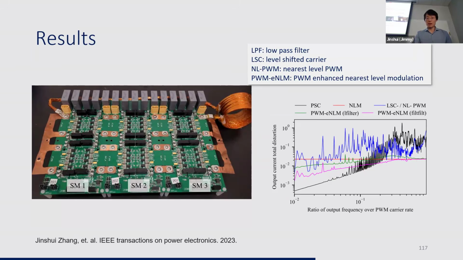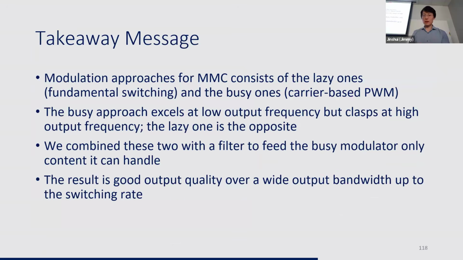The difference between green and purple is that green used a causal filter, which introduces a delay, and purple used a zero-phase filter with no delay. It has a better performance, but it requires knowing the reference signal in advance, which is good for generating a pulse, but it becomes kind of limited in grid applications.